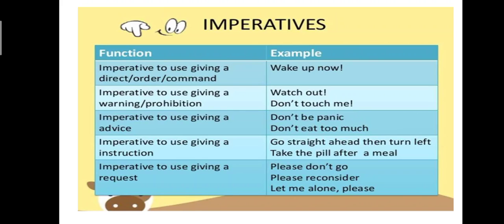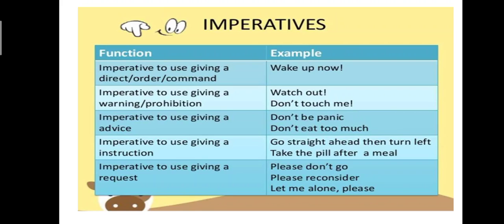Here, a table of functions of imperative sentences is given. Look at the first function. Imperative is used for giving a direct order, command. Then imperative is used for giving a warning, prohibition. Imperative is used for giving advice. Imperative is used for giving instruction. Imperative is used as a request.